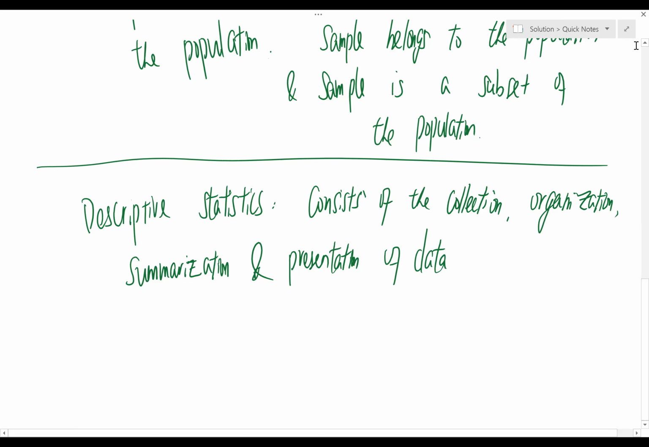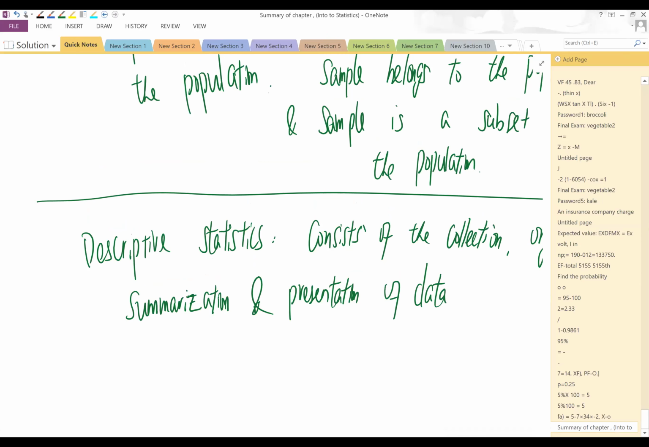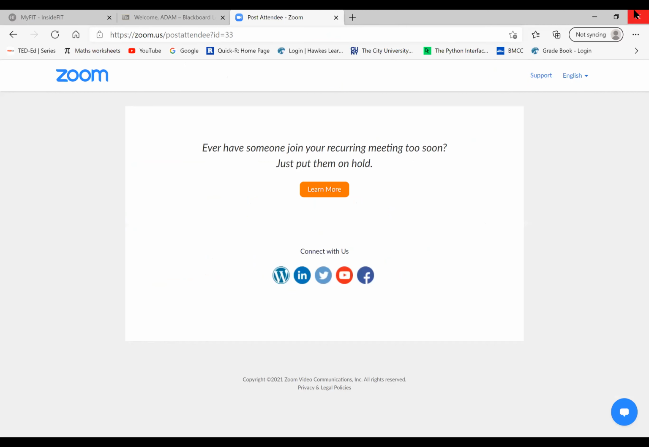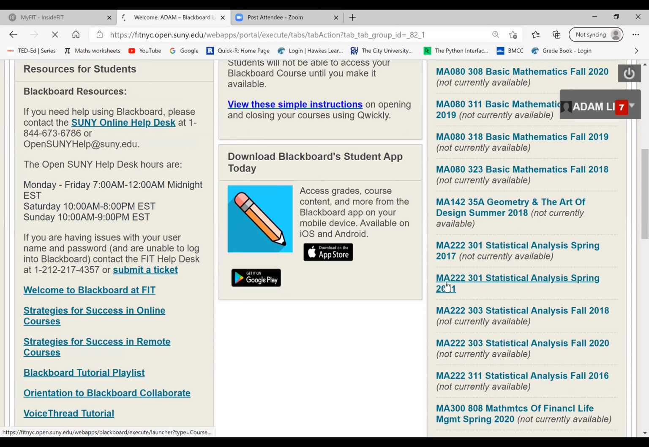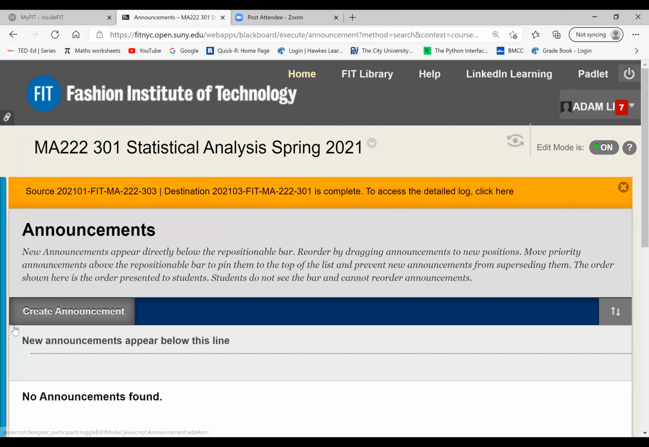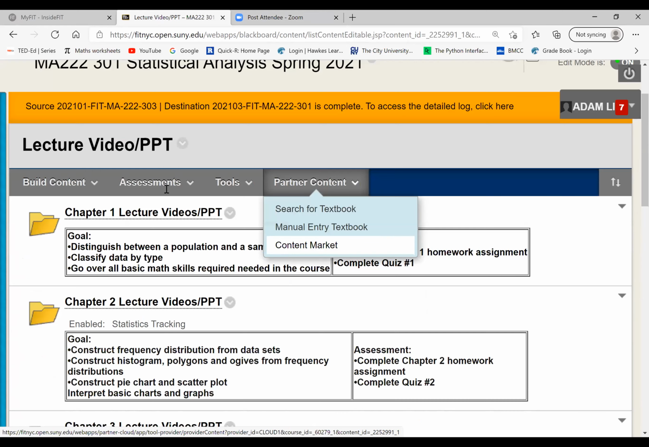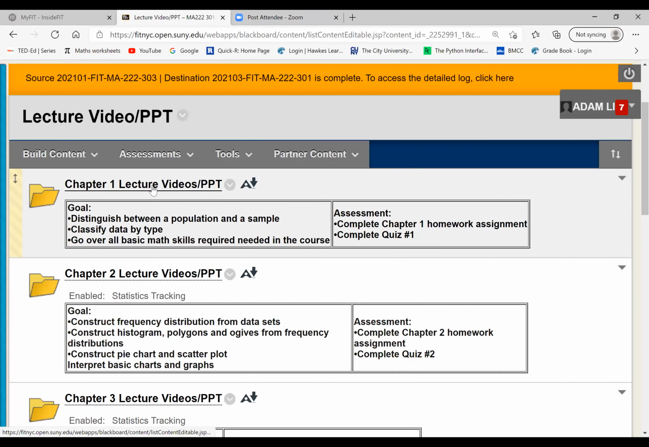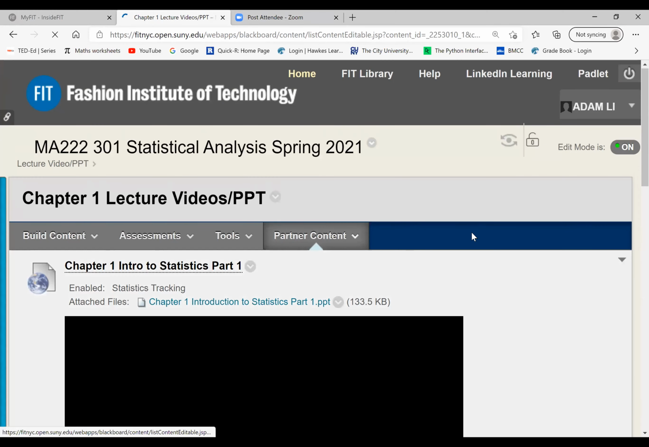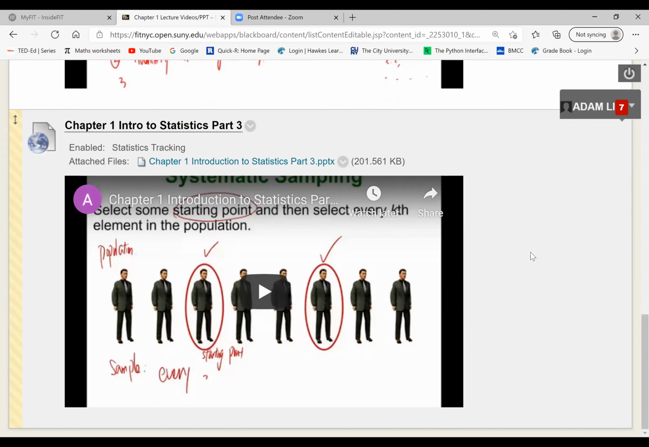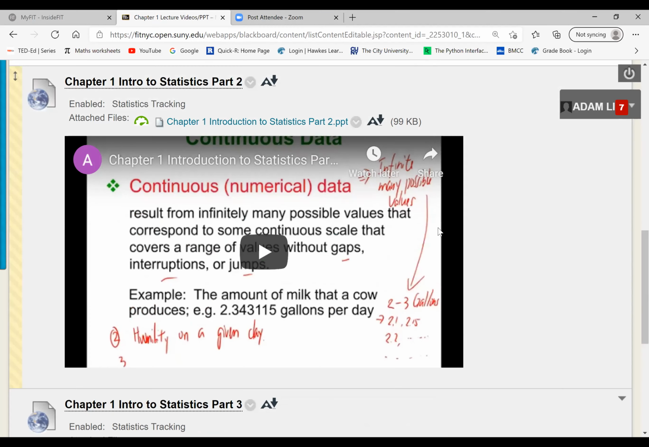Let me show you where to find those, just in case you missed that part. That's important. So let me go to our Blackboard course. Once you log into Blackboard and go to our course, section 301, right here under the course guide you can find the due dates on the homework assignments and the due date of each chapter, and then lecture videos and PowerPoint. So we are on chapter one and chapter two right now. Click on chapter one lecture video. There are three different videos from three different sections. So you should definitely go over that.